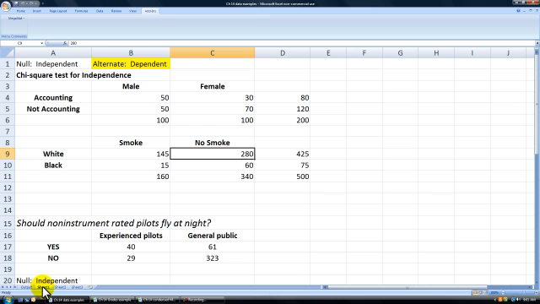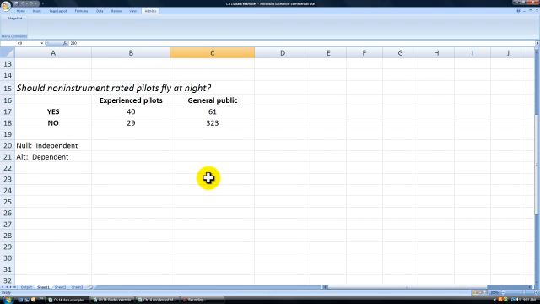Okay, going back to our data, here's a good example from the book. Let's say, after JFK crashed his plane, they actually wanted to find out if people thought that non-instrument rated pilots should be able to fly at night. They asked experienced pilots as well as the general public, and they wanted to see basically, does their answer, yes or no, depend on whether they're experienced or not? Okay, so is experience dependent on their answer to that question?